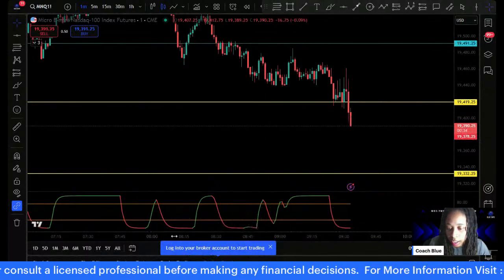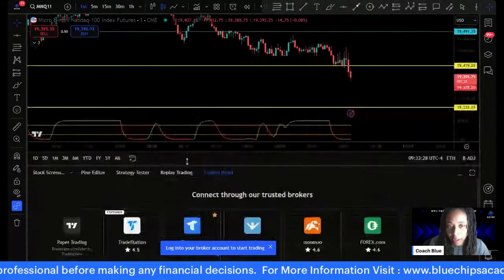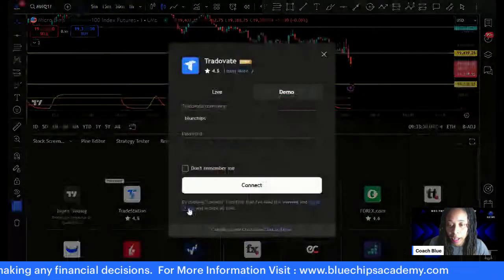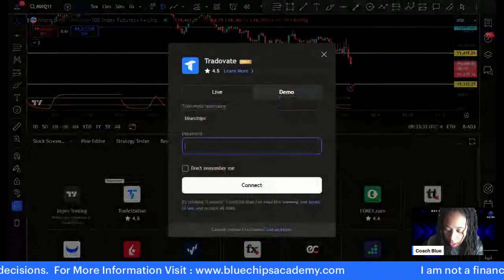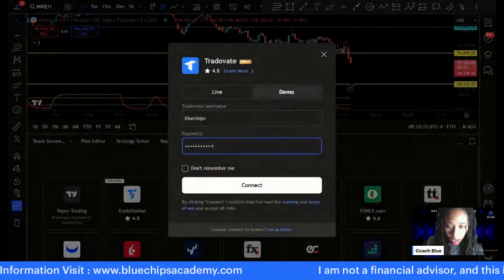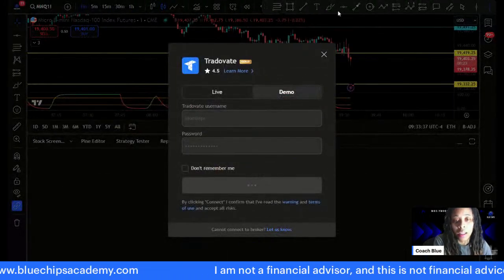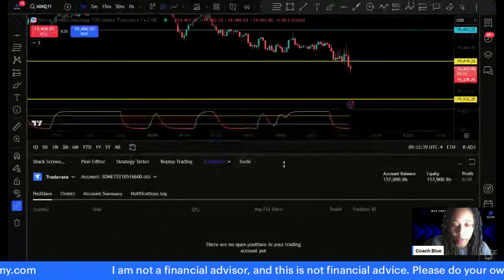So we're still getting our breakout. Still haven't seen the pullback yet, guys, so I'm not getting in anything yet. And I will post it in the chat as well.